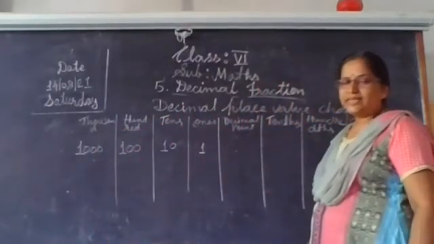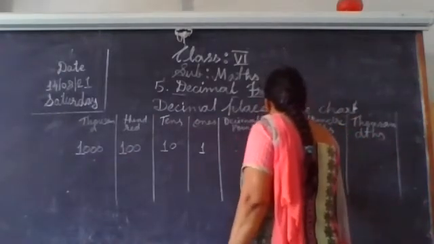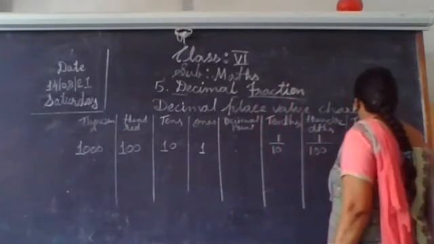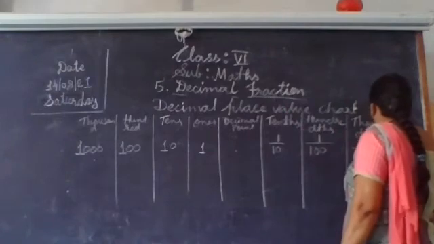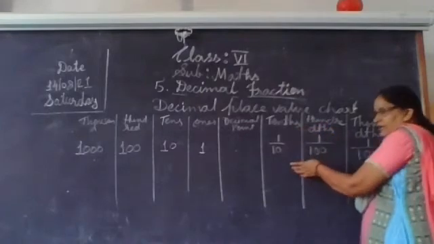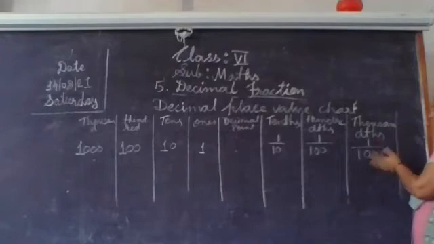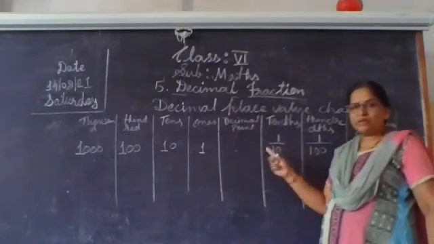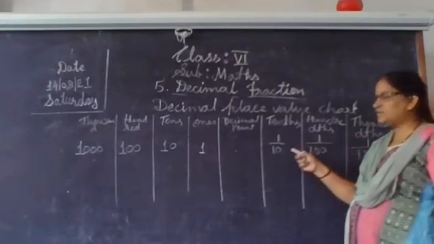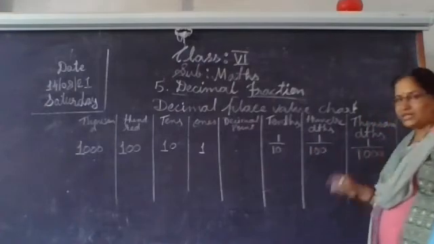Tenth. Tenth means 1/10, 1/100, and here 1/1000. Okay, so what is the meaning of tenths? 1/10, hundredths 1/100, thousandths 1/1000. So after the decimal point, the first place to the right side, okay, right side first place is tenths, then hundredths, then thousandths.